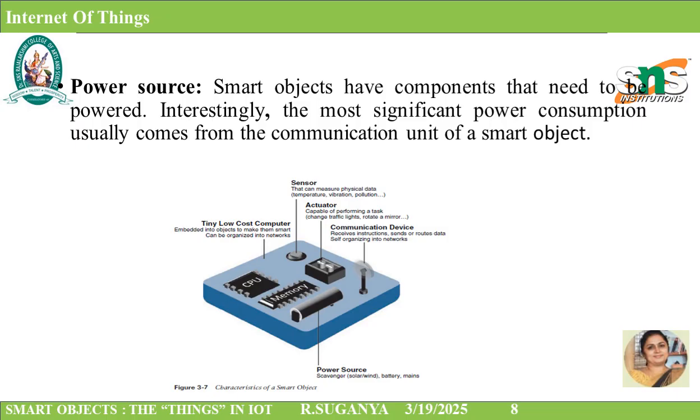Here we have a device with characteristics like a tiny, low-cost computer that is embedded into objects to make them smart. It can be organized into networks. We have a sensor that can measure physical data, that is temperature, vibrations, pollution and so on. We have an actuator capable of performing a task, such as changing the traffic lights or rotating a mirror. And a communication device which receives instructions, sends or routes data. This is self-organized into networks. And this is a power source.